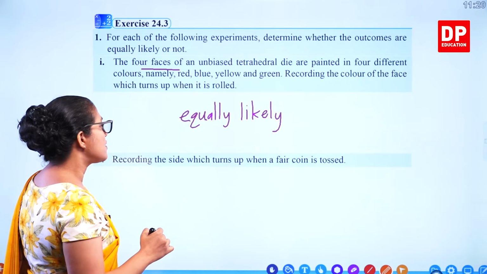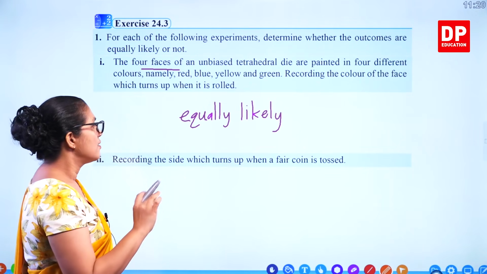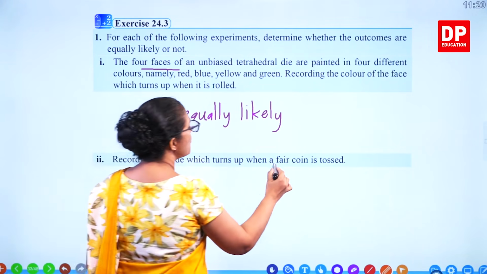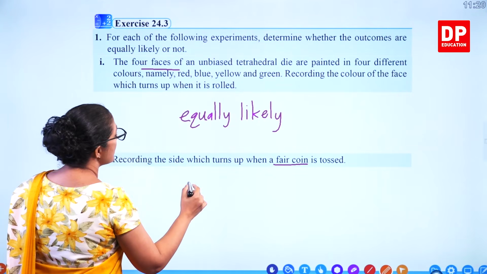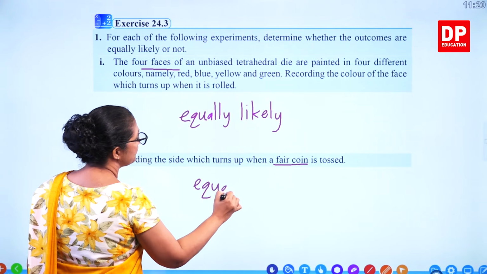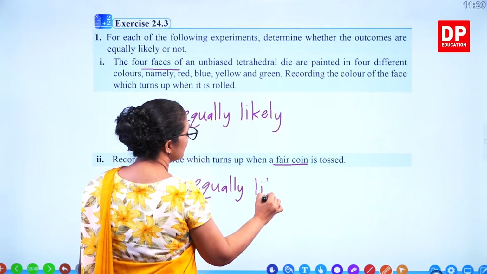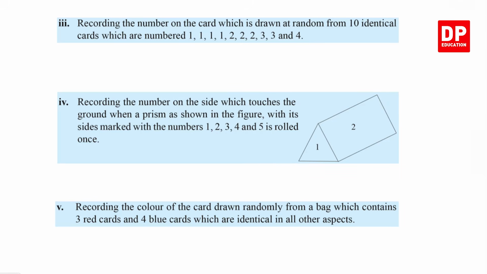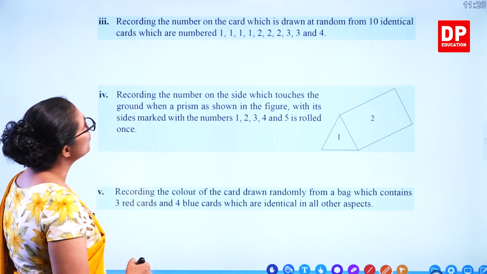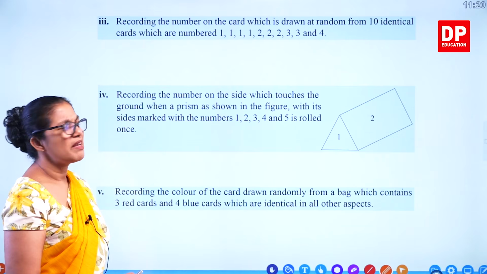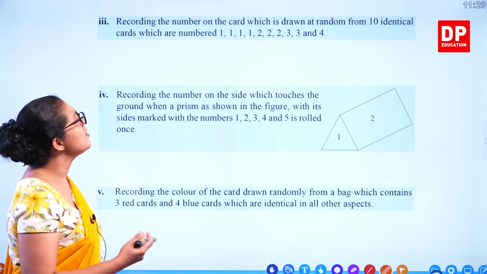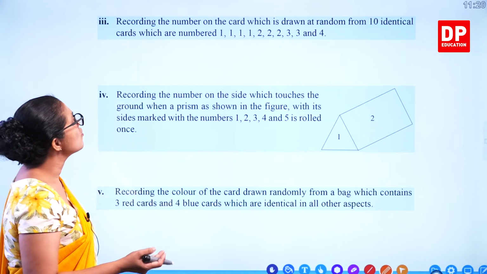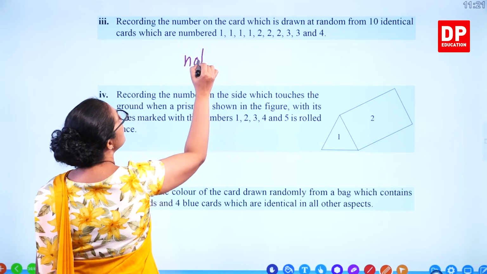Recording the side which turns up when a fair coin is tossed. So that's also fair. Object is taken, that's equally likely. Recording the number on the card which is drawn at random from 10 identical cards which are numbered 1 4 times, 2 3 times, 3 twice and 4. So here the chance of getting 1 is more than the other number. So not equally likely.